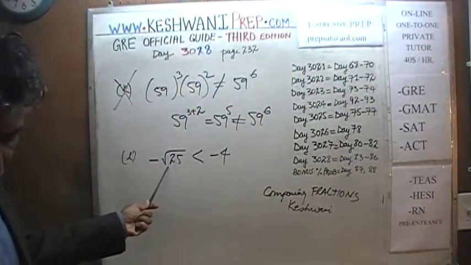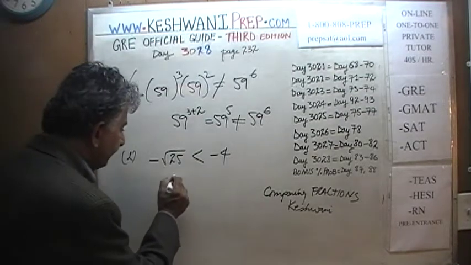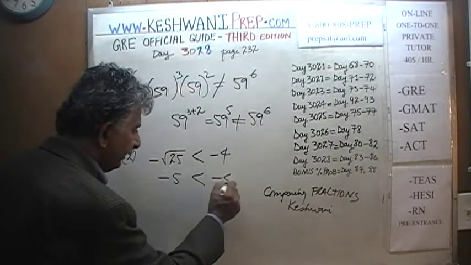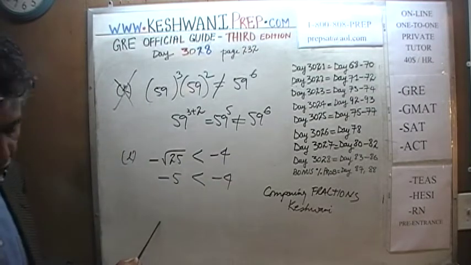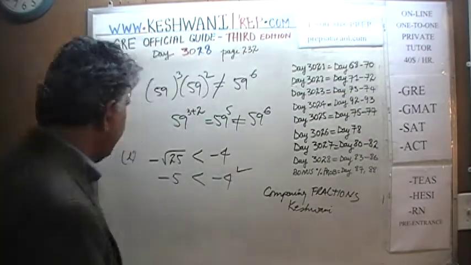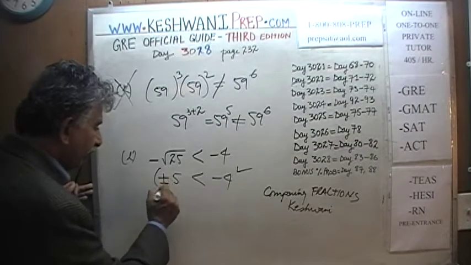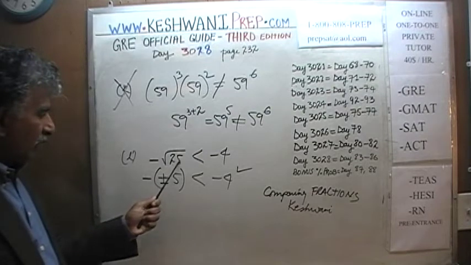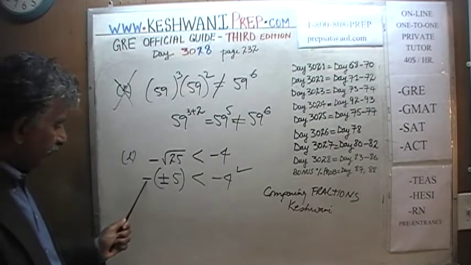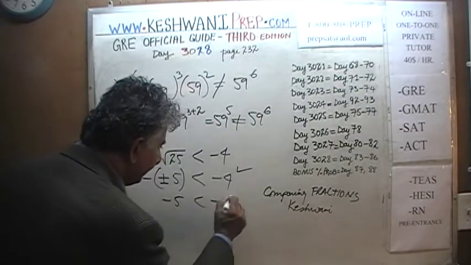All right. So is this true? Square root of 25 is 5, and it becomes negative 5, and negative 5 is indeed less than negative 4. That is correct. But then again, square root of 25 is technically positive or negative 5. This is what it should be. If it's positive 5, then positive 5 with a negative in front of it will become negative 5, and negative 5 is indeed less than, this is correct.